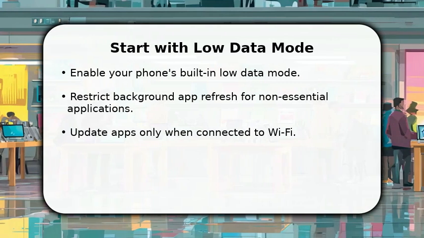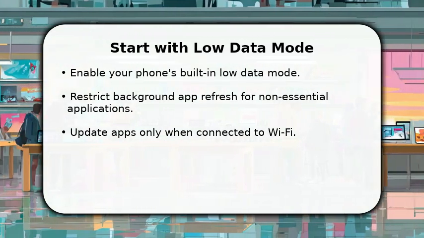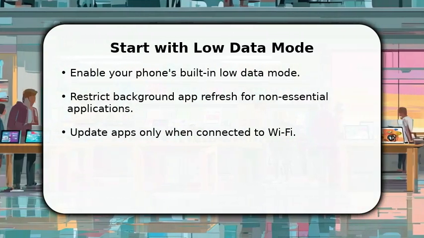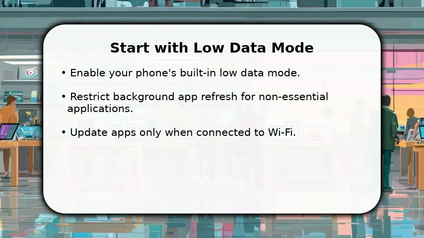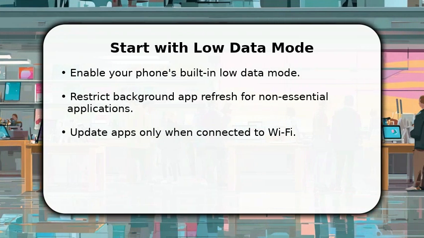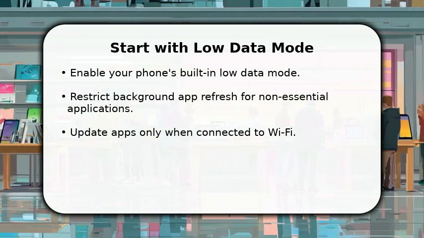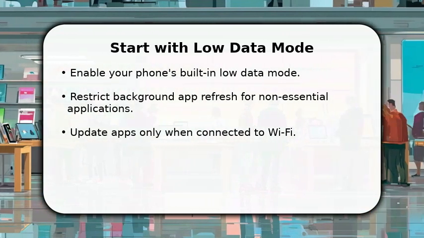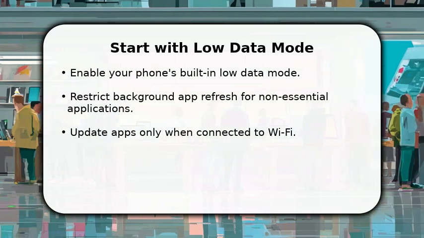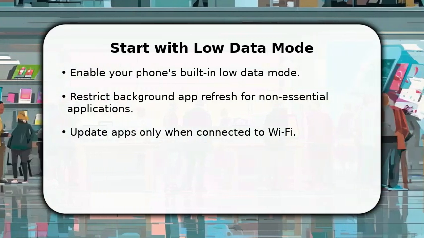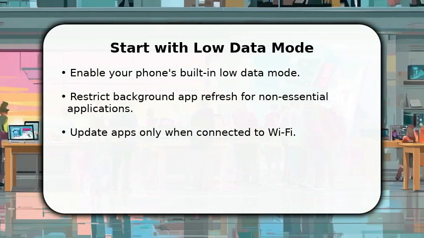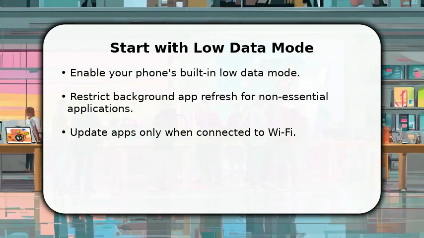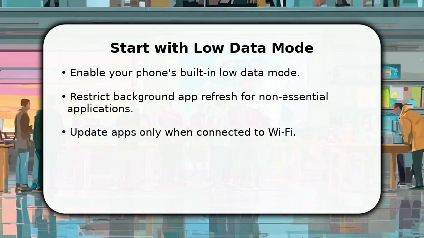In this video, I will explain how to use low data in mobile. First, enable your phone's built-in low data mode, which automatically reduces data consumption for many apps. Next, go into your settings and restrict background app refresh for applications you don't need constantly updated. Finally, make sure to set your phone to update all applications only when connected to a Wi-Fi network, saving valuable cellular data for essential tasks.